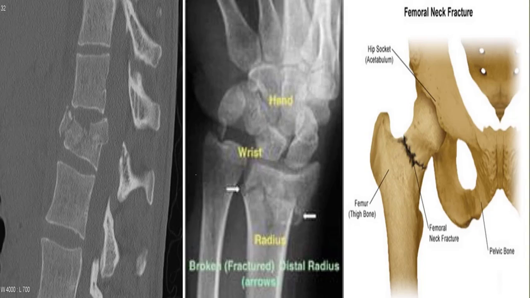Now, osteoporosis has typical complications like crush or burst fracture, vertebral body fractures, or distal radius fracture, or hip fractures like femoral neck fracture. That's all for this video lesson.